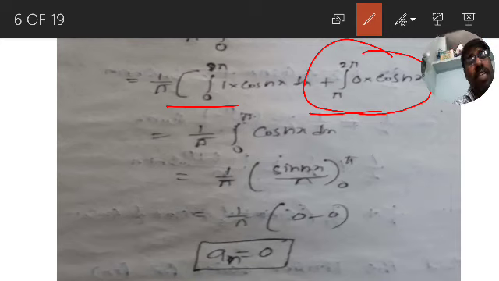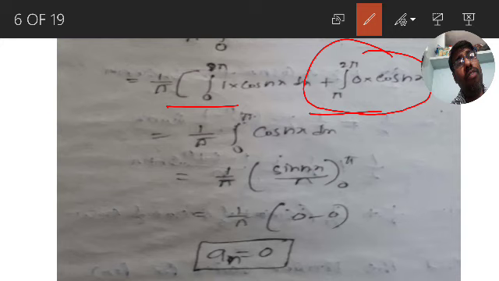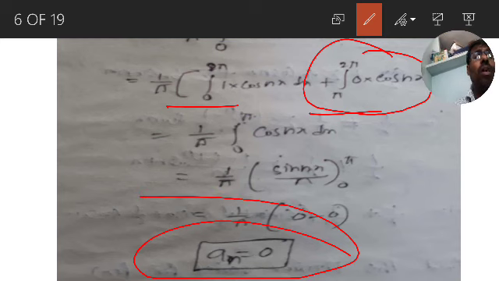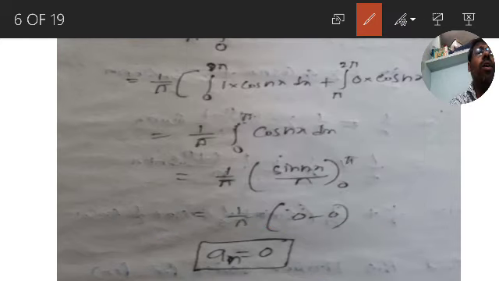So integration of cos nx is sin nx by n, upper limit minus lower limit. Sin n pi is always 0: sin 0, sin pi, sin 2 pi, sin 3 pi, sin 4 pi, sin 5 pi, all 0. So sin n pi is 0, already we wrote it in the notes. Many times I repeated this observation: sin of any multiple of pi is always 0. So sin n pi is 0, sin 0 is 0, 0 minus 0 is 0, and 1 by pi into 0 is 0. So an is equal to 0. That's all. This is what we got. Are you able to get it?